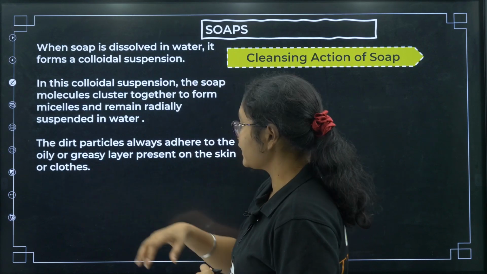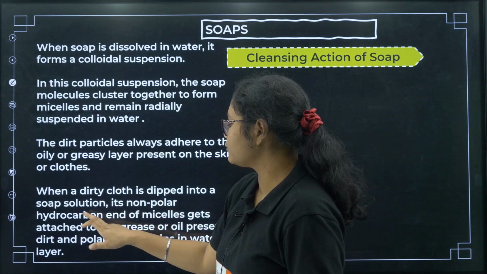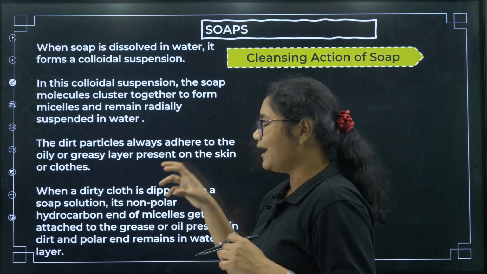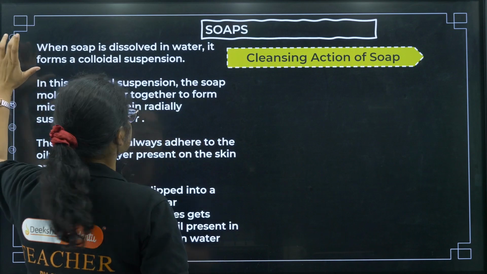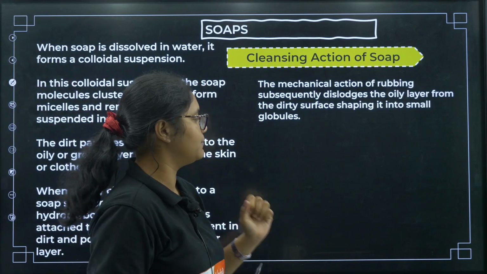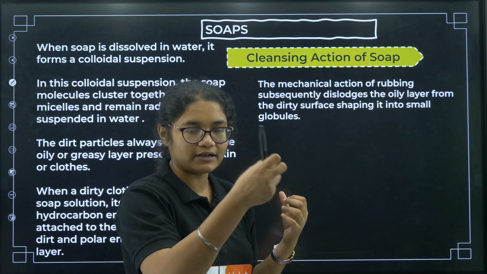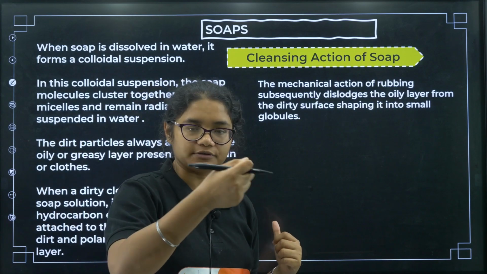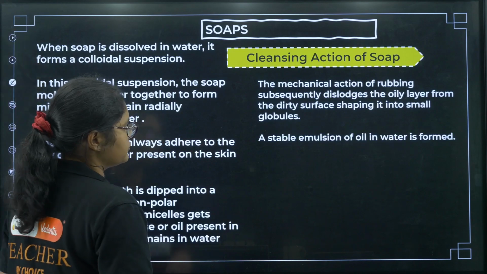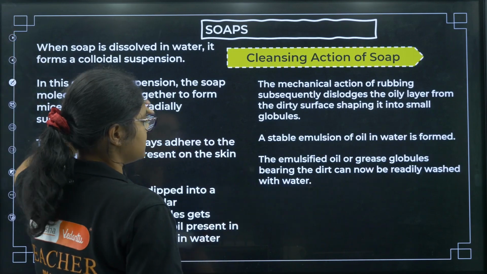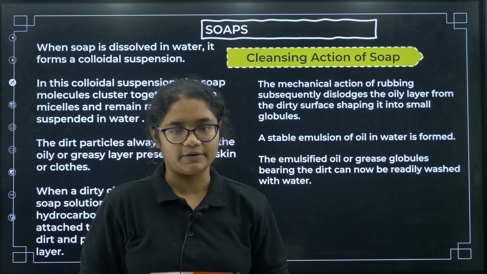Next, when a dirty cloth is dipped into the soap solution, the non-polar hydrocarbon end of the micelles, meaning the inside part, goes and sticks to the oil, grease or dirt that is present there. Now when you do any mechanical action like rubbing, the oily layer from the dirty surface is shaped into small globules, so the micelles bring out or remove the oily or dirty things and come out of the cloth and remain in the water as globules. Then a stable emulsion is formed, and when you throw the water, the dust or the oily, greasy, dirty particles are separated from the cloth.